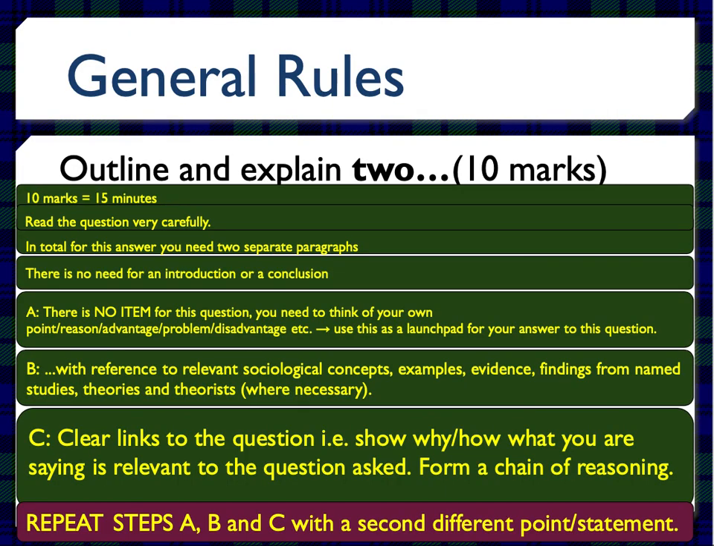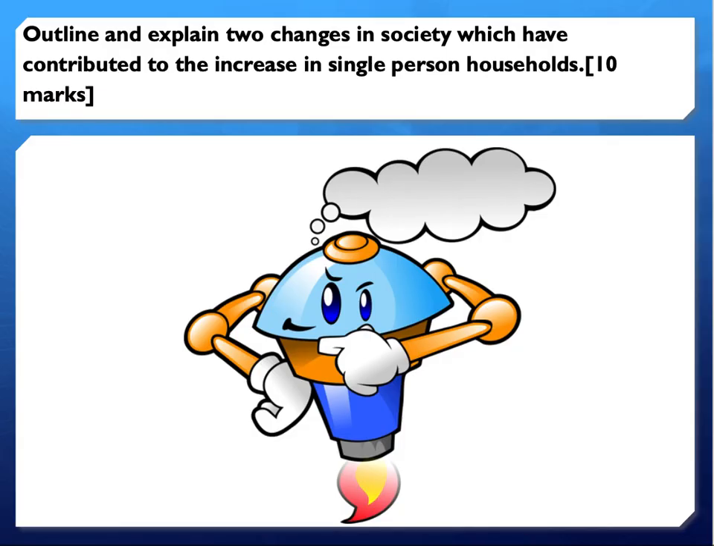These are the general rules. You might want to press pause to remind yourself of these if necessary before we look at these applied to a specific question. Let's start with this question. Outline and explain 2 changes in society which have contributed to the increase in single-person households. This is worth 10 marks.